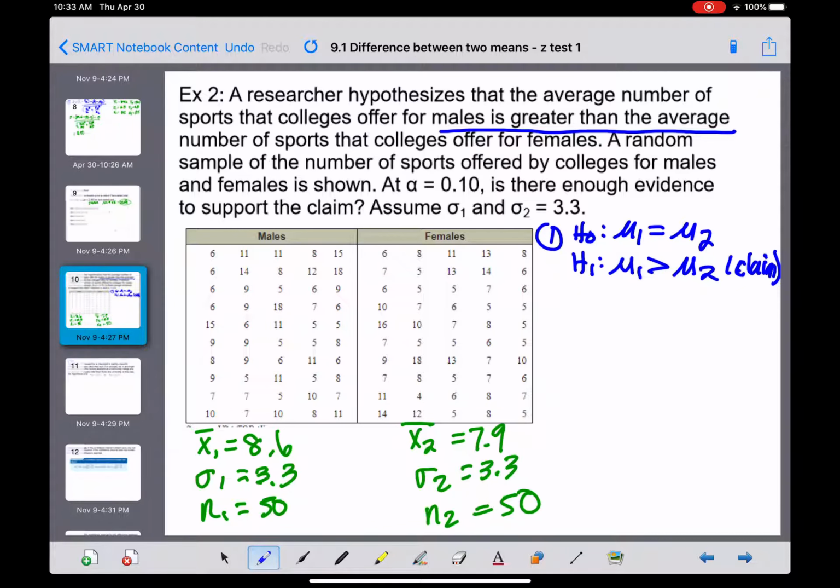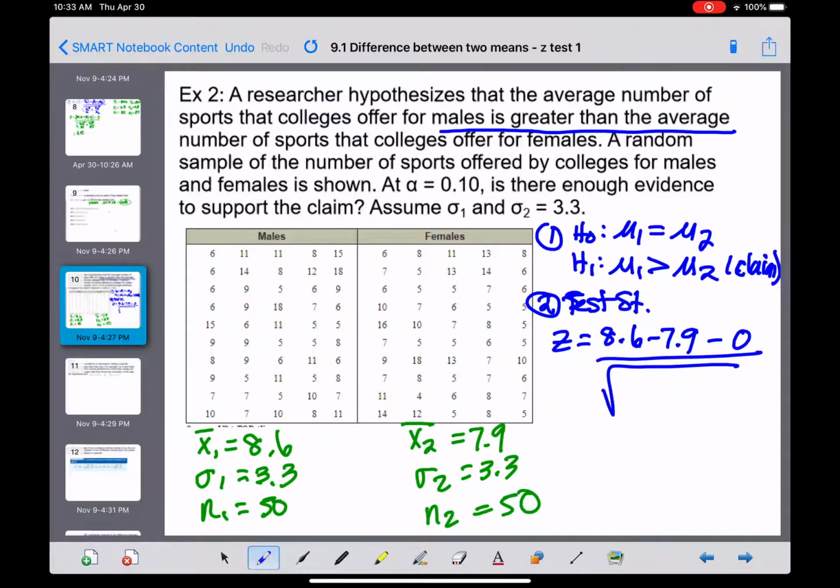Okay, so step 2 is our test statistic, because we are doing this by the p-value method. Our test statistic, z, is where I subtract x1 minus x2, so 8.6 minus 7.9, minus mu1 minus mu2, so that's minus 0. And then we have our standard deviation squared, so 3.3 squared over 50 plus 3.3 squared over 50. So our test statistic is 1.06.